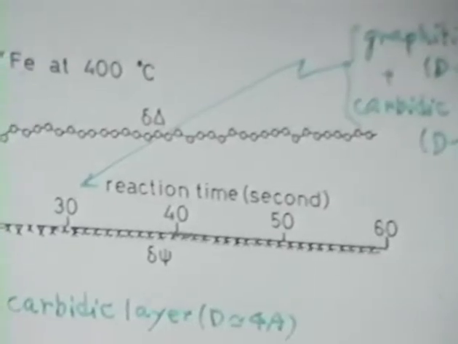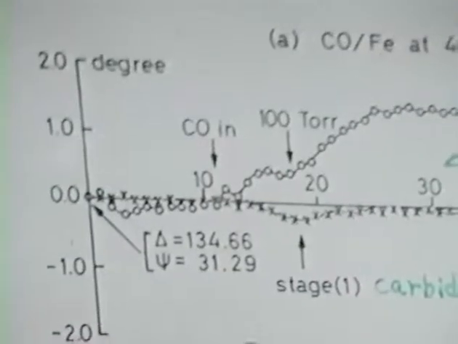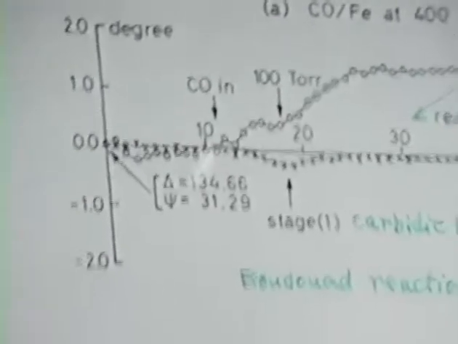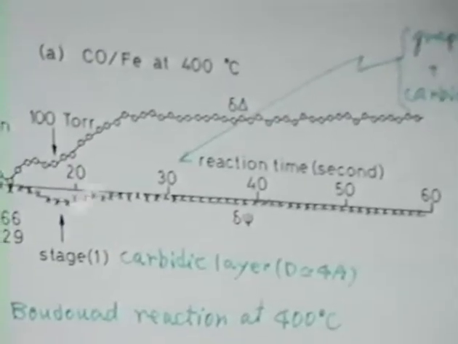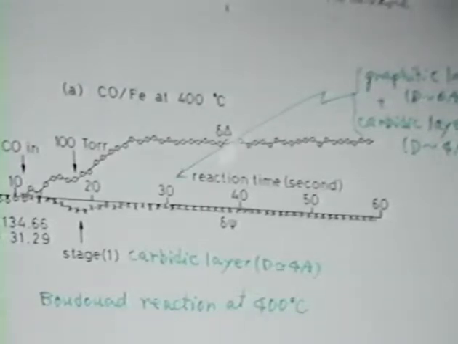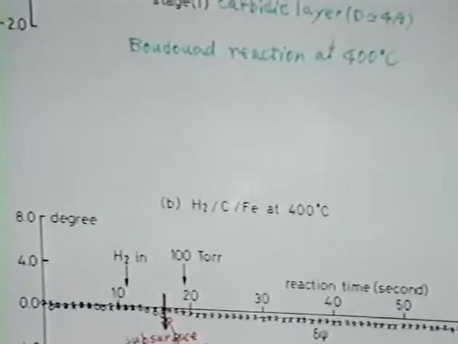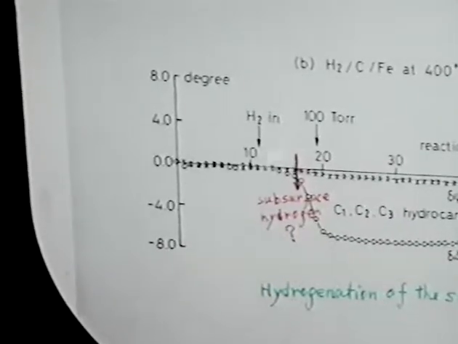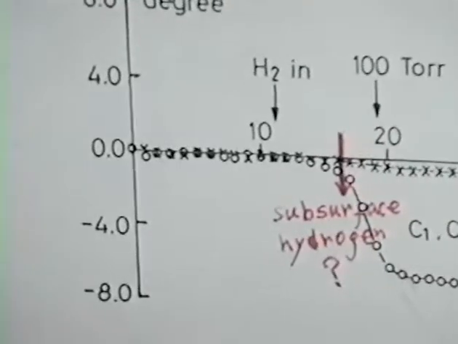Here, I introduce carbon monoxide at around 11 seconds, and then 100 torr of CO is introduced, and the steady accumulation of a carbon layer on the iron surface follows. So with such a carbon layer, we introduce hydrogen again onto the carbon-covered iron surface. Here we obtain a very rapid and drastic decrease in the delta.